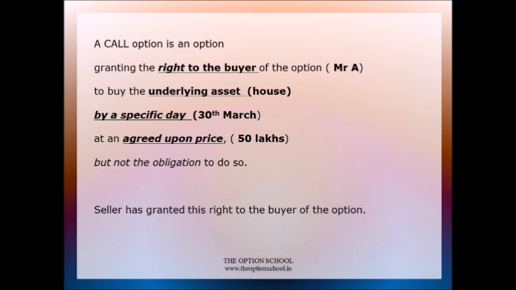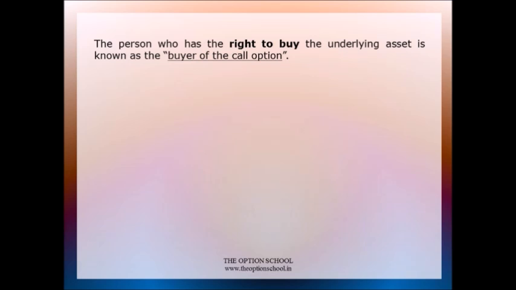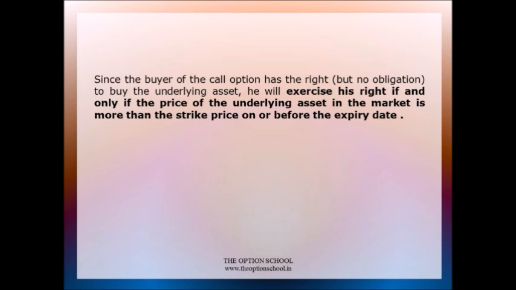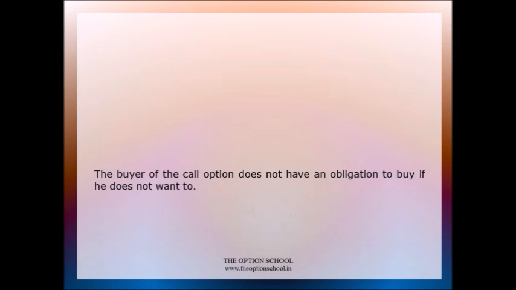Now the person who has the right to buy the underlying asset is known as the buyer of the call option. The price at which the buyer has the right to buy the asset is known as the strike price. In our case, the strike price will be 50 lakhs. Since the buyer of the call option has the right to buy the underlying asset, he will exercise his right if and only if the price of the underlying asset in the market is more than the strike price on or before the expiry day. The buyer of the call option does not have any obligation to buy if he does not want to.